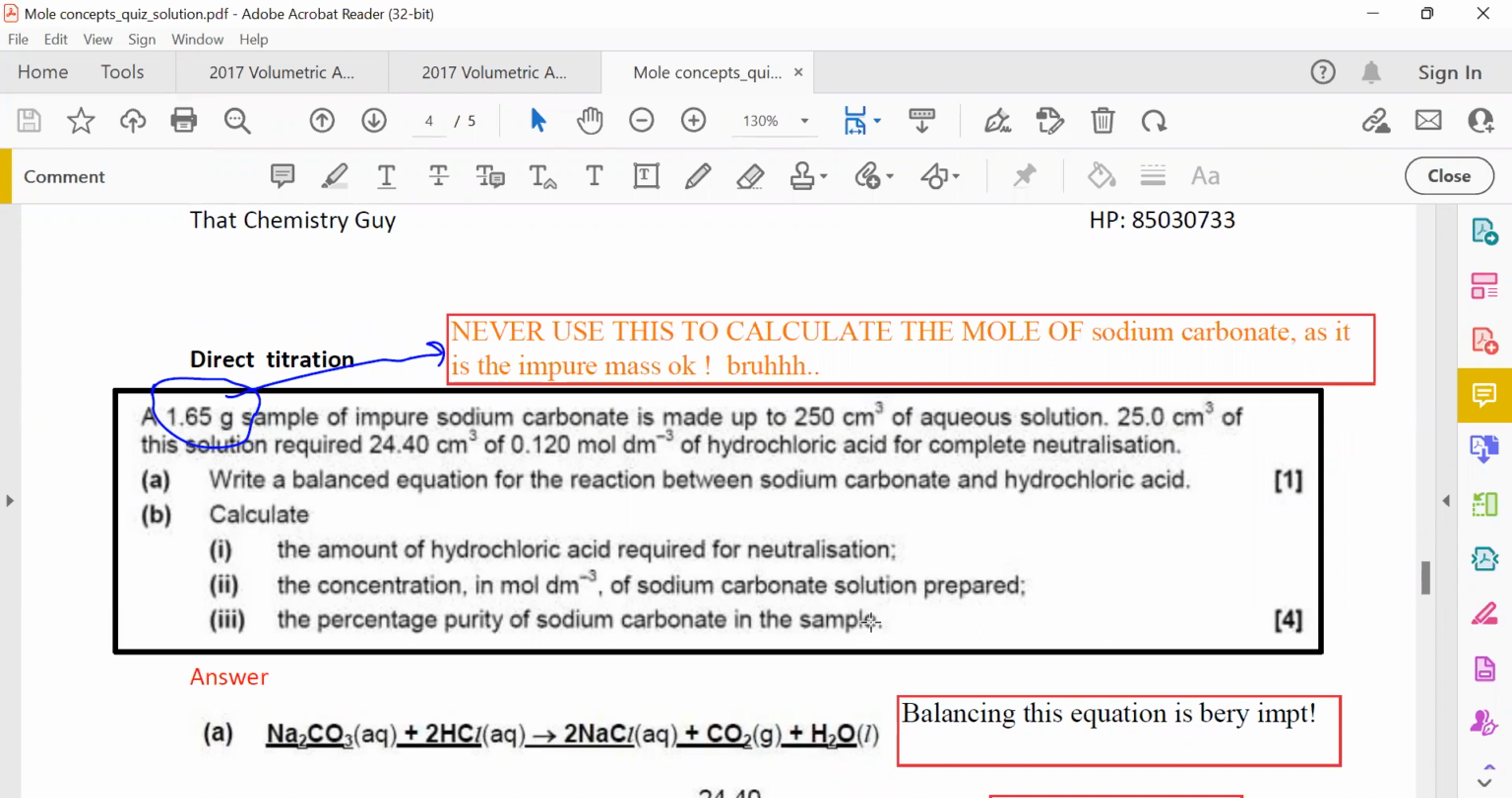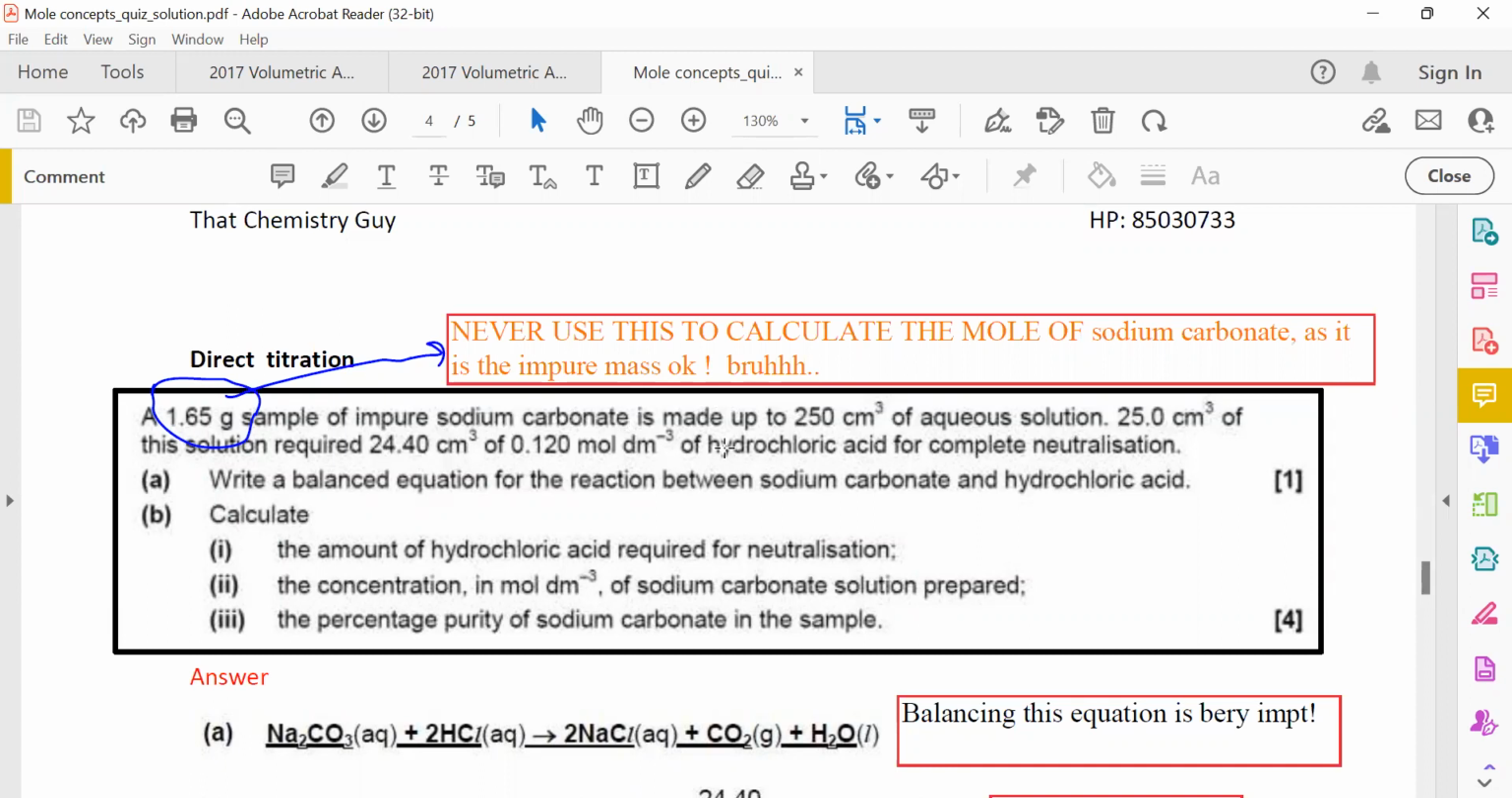If you look at this question, you can see that you have 1.65 grams of impure sodium carbonate, and by now you should know that the formula of sodium carbonate is Na2CO3. Once you have made it up into a solution, you take out 25 cm³ and titrate with HCl. So it's just titrating sodium carbonate with HCl. They did not react with an excess amount of HCl, so it's not a back titration, it's a direct titration. And you know the amount of HCl actually used.